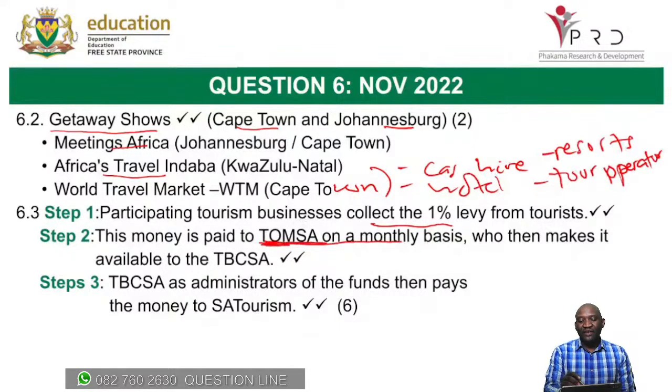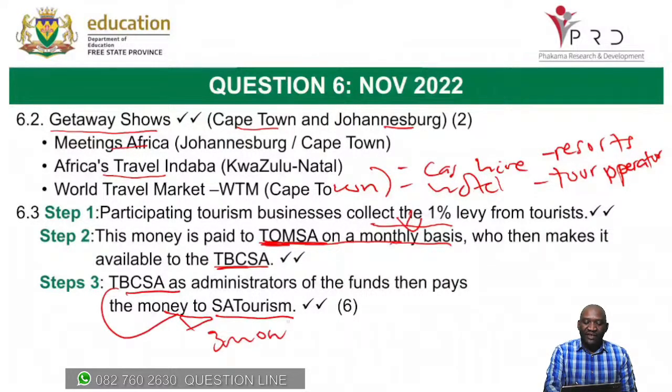That TOMSA levy is sent on a monthly basis to TBCSA, which is the Tourism Business Council. And then the Tourism Business Council pays this money to SA Tourism. This happens on a monthly basis between these 2 parties. And then TBCSA pays this money to SA Tourism every 3 months, or every quarter of the year. Can you see how easy these questions are?